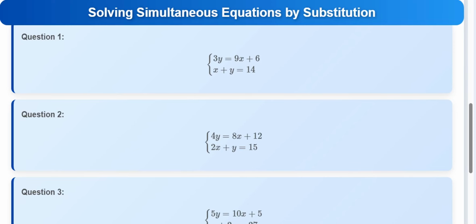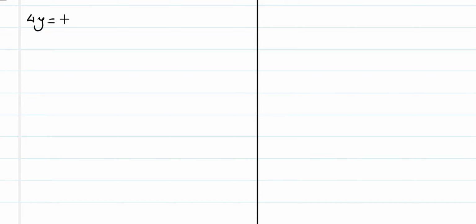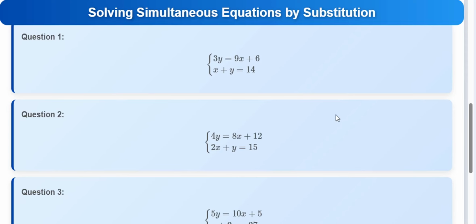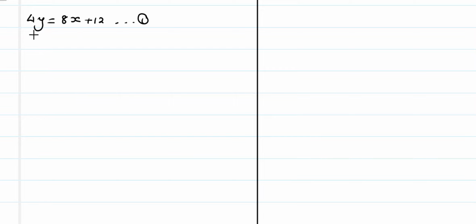8x plus 12, we call it equation 1. And then we have 2x plus y is equal to 15. I will call it equation 2.